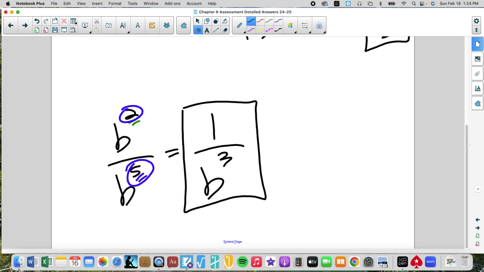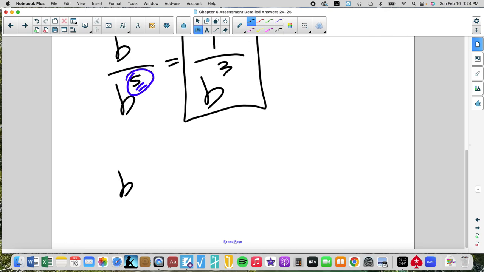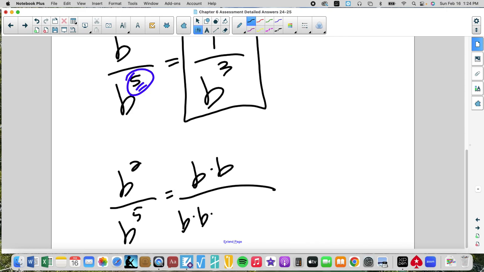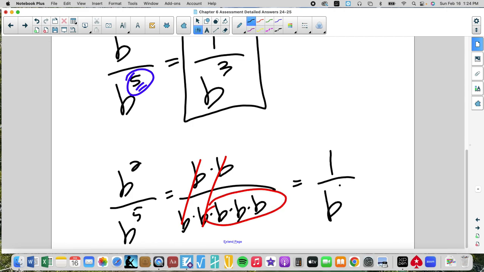You can just look at logically what we have there, because b to the 2nd over b to the 5th is b times b over b times b times b times b times b. That cancels to make 1. This cancels to make 1. And we notice that we have 3 b's multiplying itself in the denominator. That is the logic behind it.